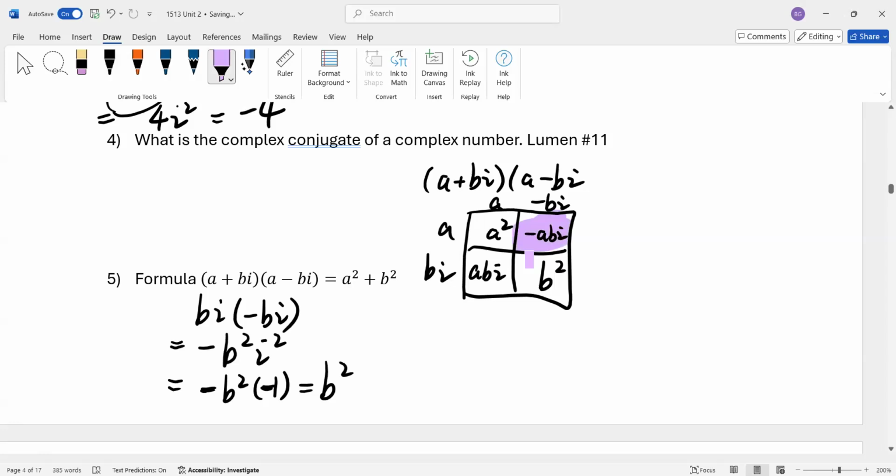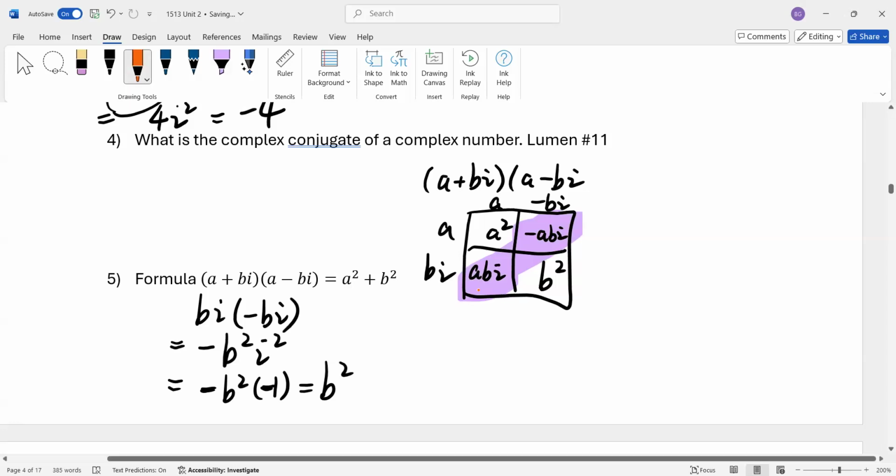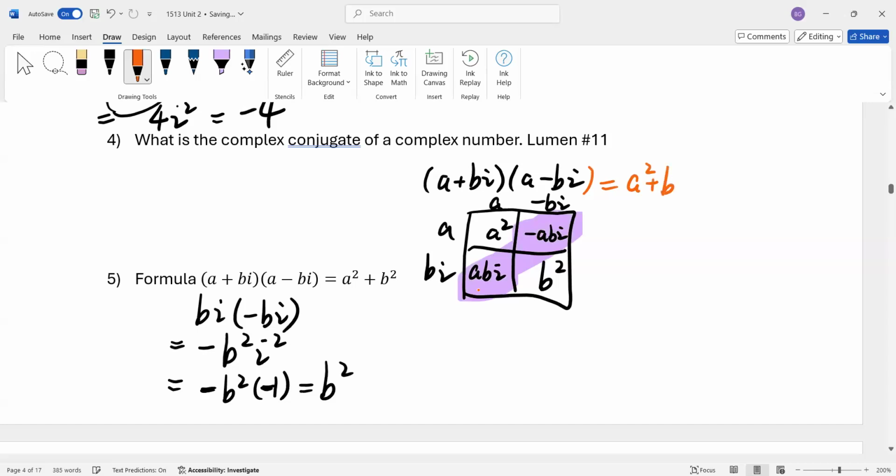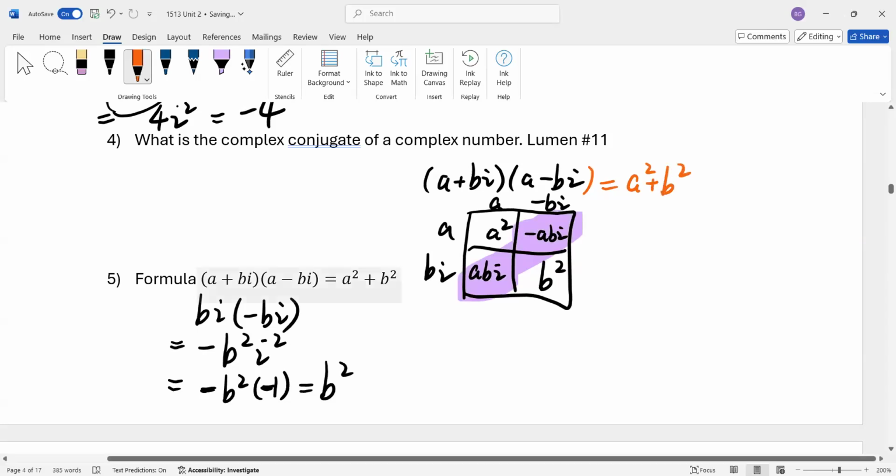And those two terms, look at them. They are opposites. They cancel each other. So the result equals a squared plus b squared. When we have two complex numbers that have the same real part, but opposite imaginary part, the imaginary part of the first complex number is b, the imaginary part of the second complex number is negative b, or opposite, then we call them conjugates of each other, okay?